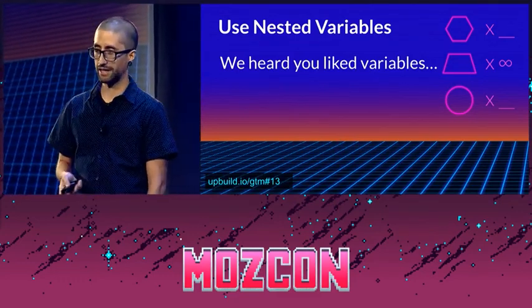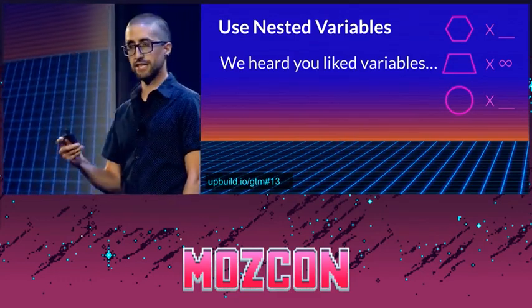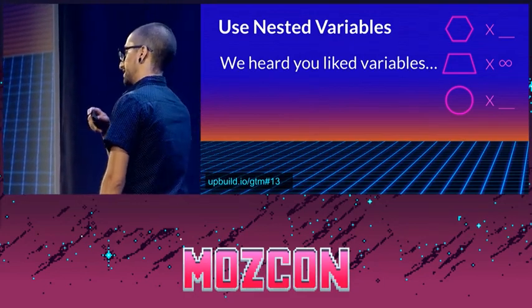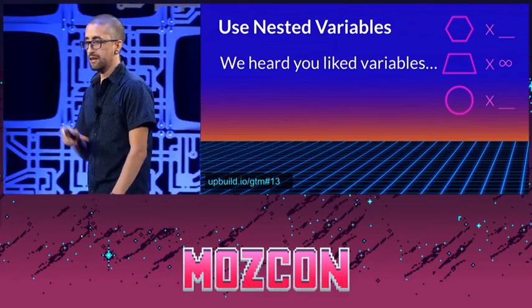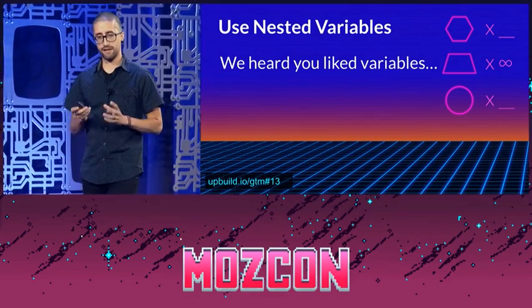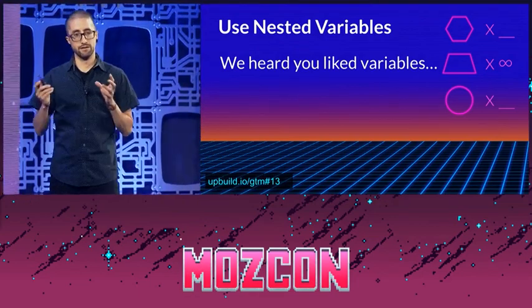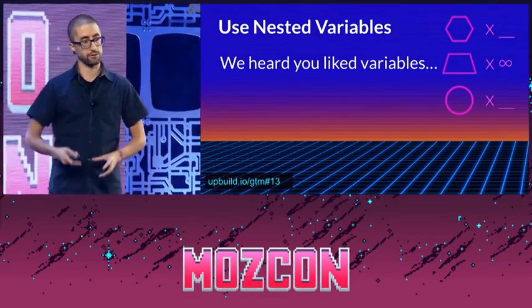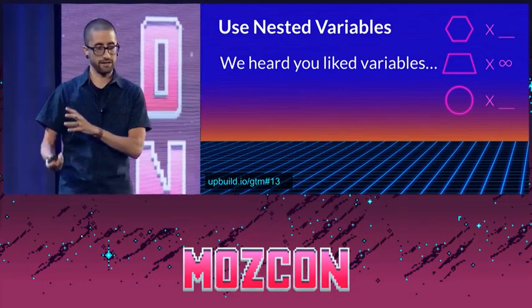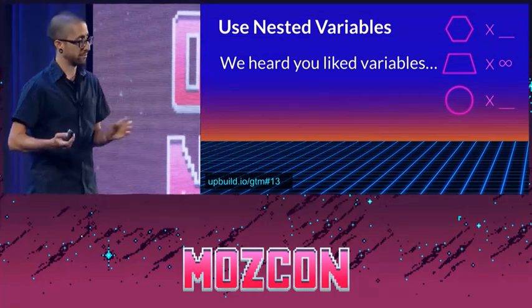So yo, dog, we heard you like variables, so put variables in your variables. You've seen this in a couple examples, whether or not you realized it, but Google Tag Manager has this awesome ability to combine variables to form other variables, or to form different tags based on other variables that you set up. Sounds pretty complicated.